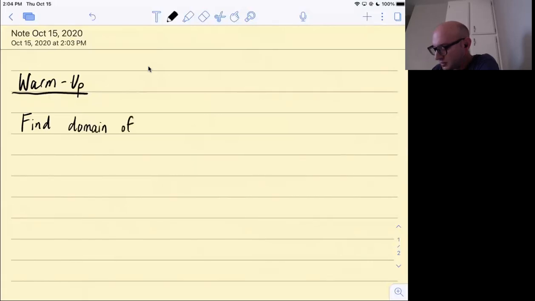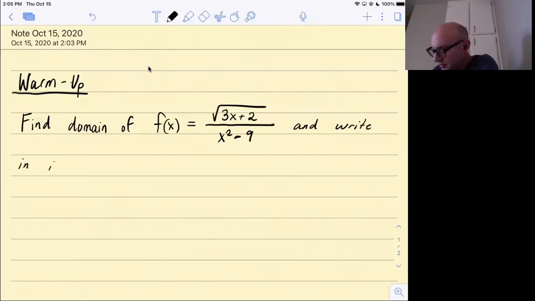Domain of f of x is equal to 3x plus 2 over x squared minus 9, and express it in interval notation.